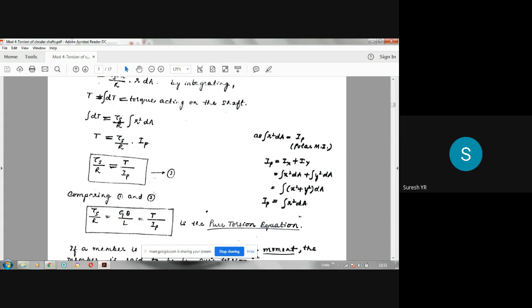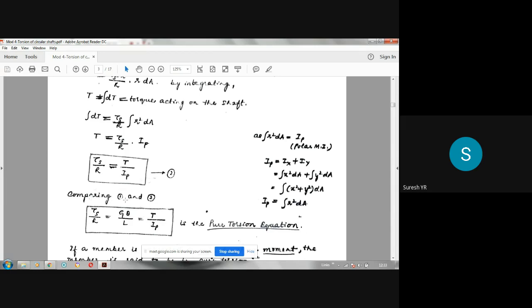So this is similar to your bending equation. In the bending equation, what do you get? M by I. So here, instead of M, T is there. Instead of I, IP is there. Is equal to F by Y. F by Y means here, instead of F, you have got G theta. Instead of Y, you have got L. Is equal to E by R. Instead of E, you have got tau S. R remains as it is here. So that is the comparison with the bending equation, M by I is equal to F by Y is equal to E by R. This is the torsion equation, T by IP is equal to G theta by L is equal to tau S by R.